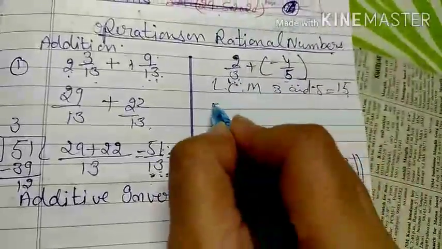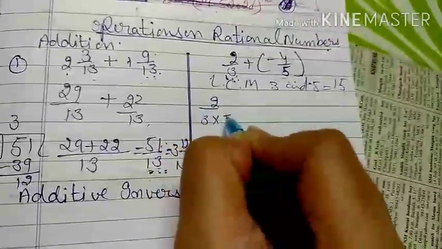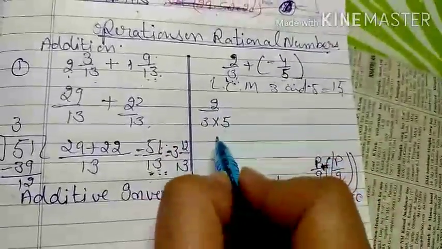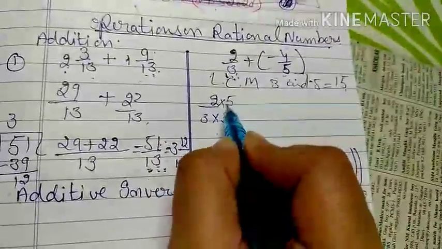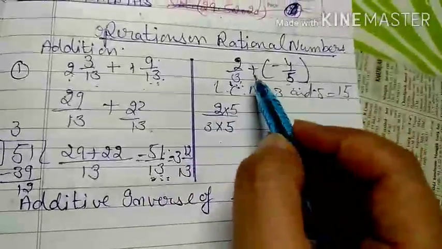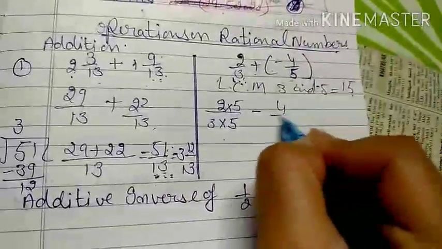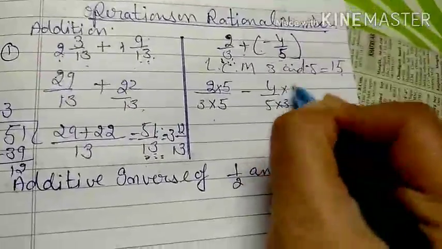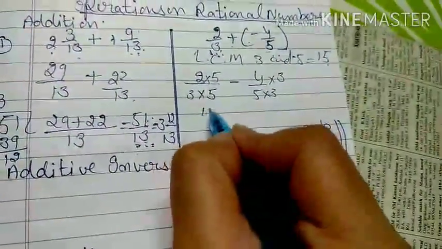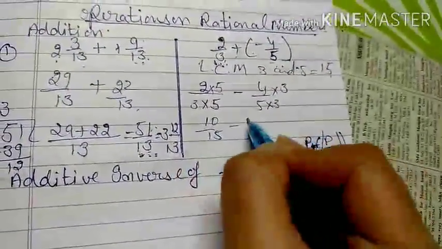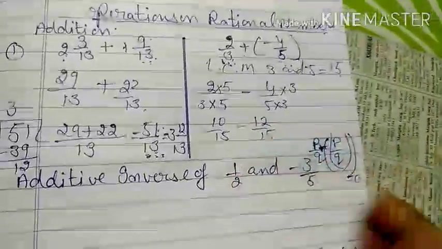Here, 3 into 5 gives me 15. If I multiply the denominator, the numerator also should be multiplied, and positive multiplied by negative gives me negative, and 4 by 5 into 3 into 3. Now when you solve, it is 10 by 15 minus 12 by 15.